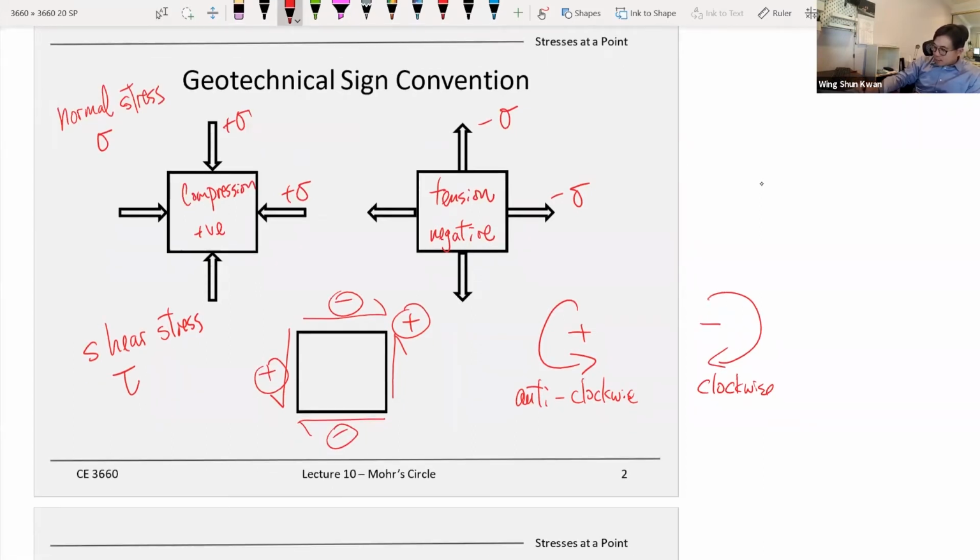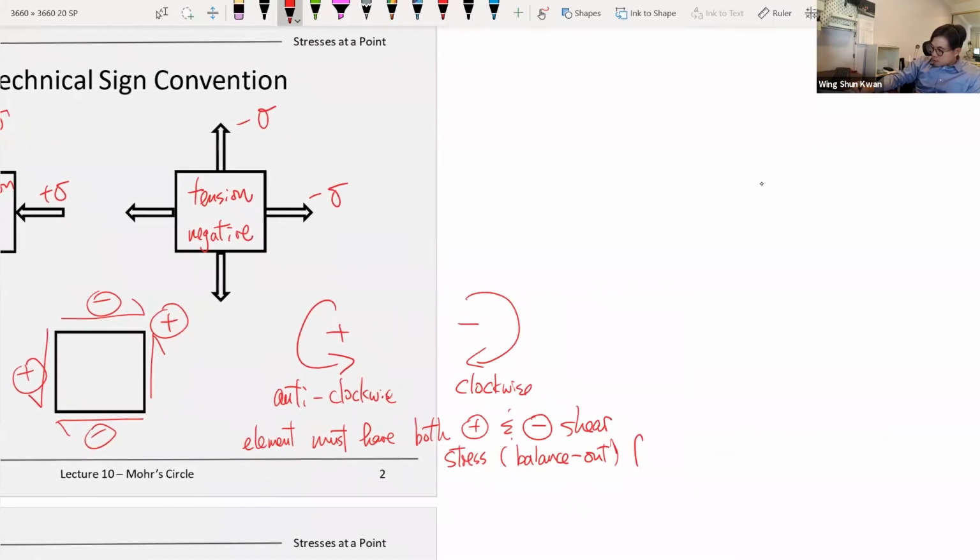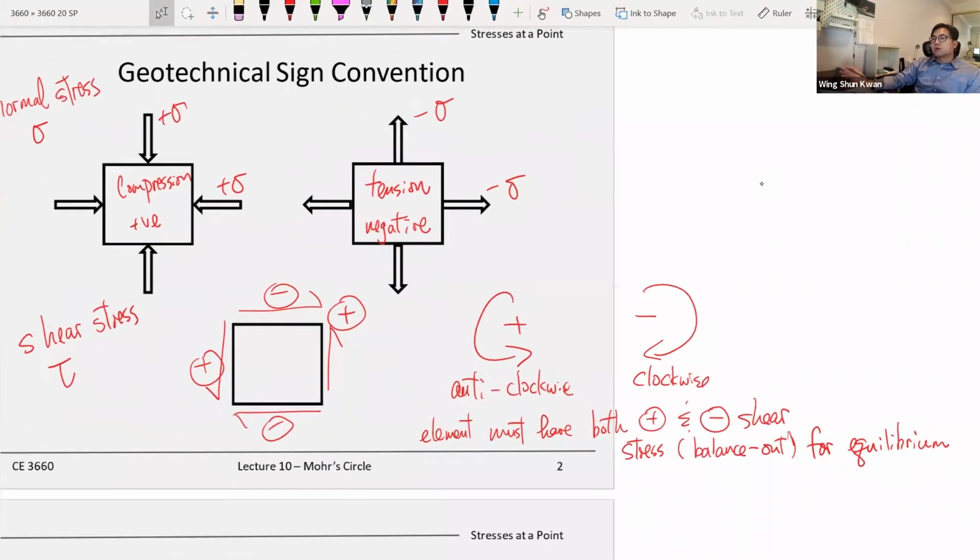And for the solid elements, you must have both positive and negative shear stress, which means they balance out. You need to balance out for equilibrium. So those are sign conventions for geotechnical engineering.